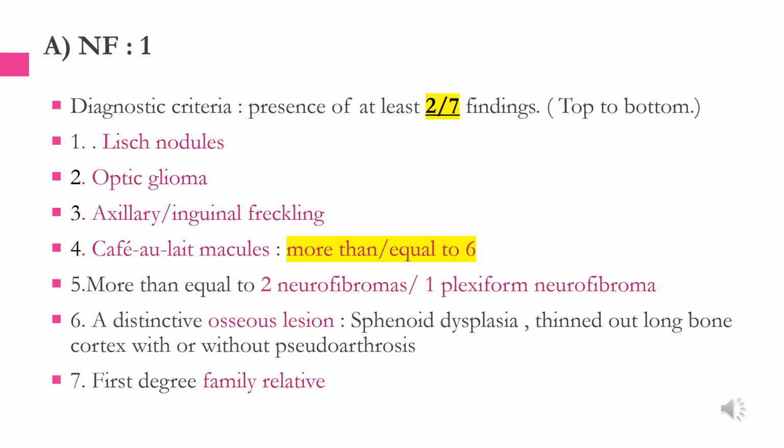Neurofibromatosis type 1. To make a diagnosis, we have to get at least 2 findings out of the 7 enlisted here, and it is a diagnostic criteria. I have arranged these findings in top to bottom fashion: leash nodules, optic glioma, axillary or inguinal freckling, cafe au lait macules, presence of 2 or more neurofibromas or 1 plexiform neurofibroma, a distinctive osseous lesion which can be sphenoid dysplasia or thinned out long bone cortex with or without pseudoarthrosis, and presence of a first degree family relative.